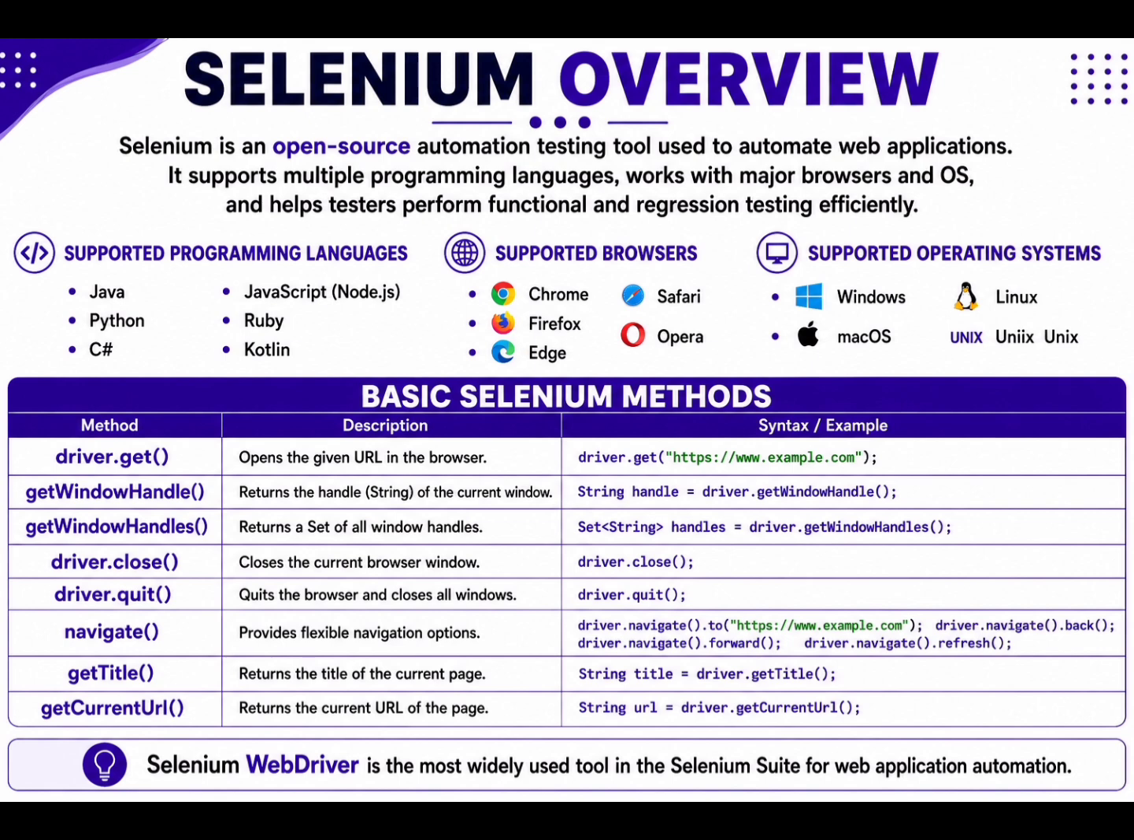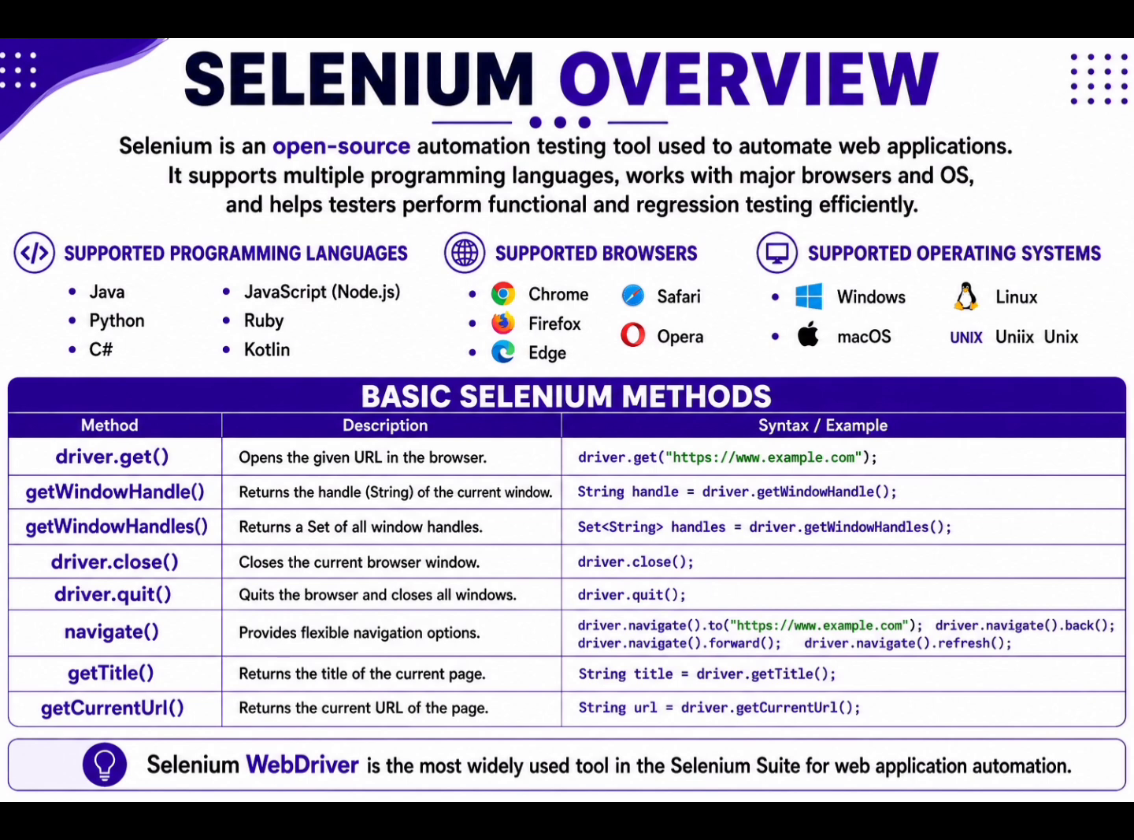So there are some common methods. There are some easy methods in Selenium like driver.get, which is used to launch the URL. driver.close is used to close the parent tab or the current open window. And driver.quit closes both the parent and child tabs.